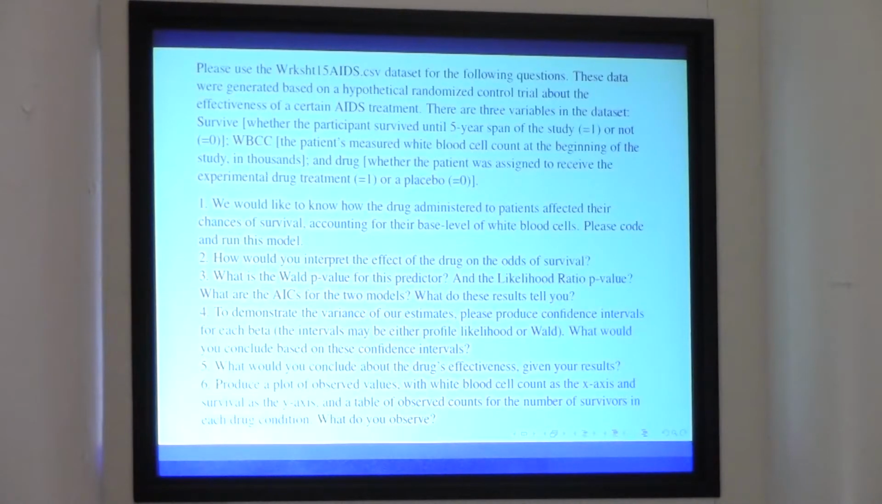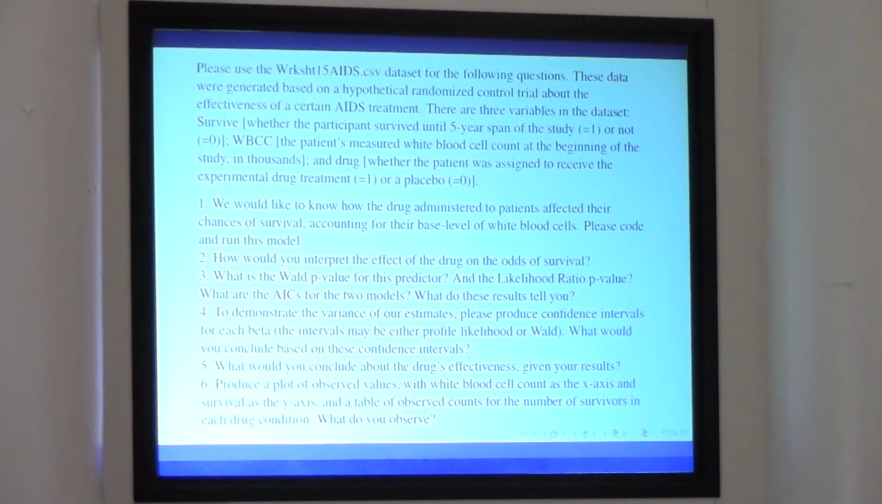And so let me give you an example. It looks very book problem-ish. It starts off with, we have a data set about AIDS, survival of AIDS. We have a drug and a treatment, a drug and a placebo condition. We have their white blood cell count. We ask kind of a vague question, badly worded. We want to do something with, is the drug important here? And most of these questions seem very bookish. You can see that I'm starting to ask them about the odds of survival and what's the Wald p-value, what's the likelihood ratio p-value, what's the AIC, get me some confidence intervals, what would you conclude about the drug's effectiveness? So practicing quite a few skills in one problem.